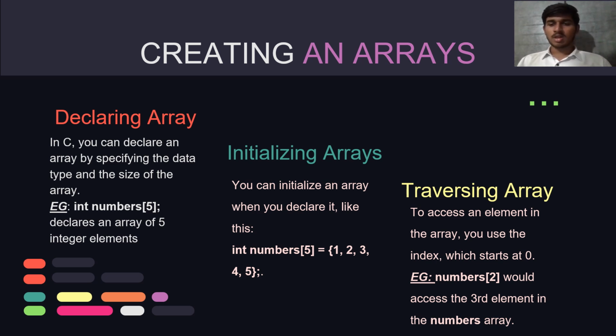So traversing in an array. Traversing is nothing but accessing the elements one by one inside the array. To access an element in the array, you use the index, which starts from 0. The elements of the array are accessed using the index, which starts from 0. So numbers[2] would access the third element in the array, since array indexing starts from 0, so we should count 0, 1, 2. Here numbers is the name of the array and 2 is the specified location which has to be found.